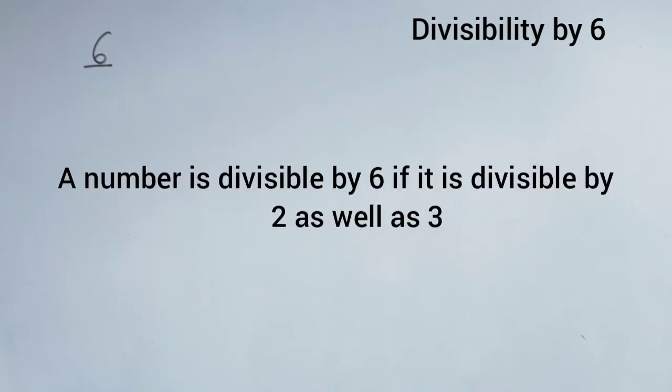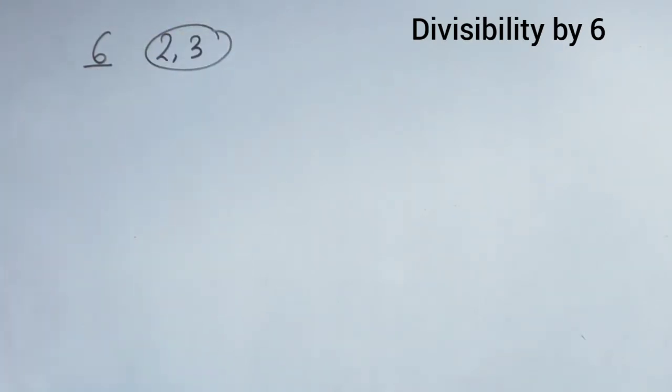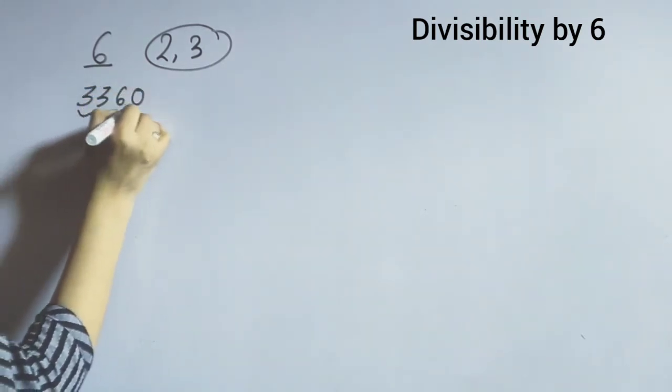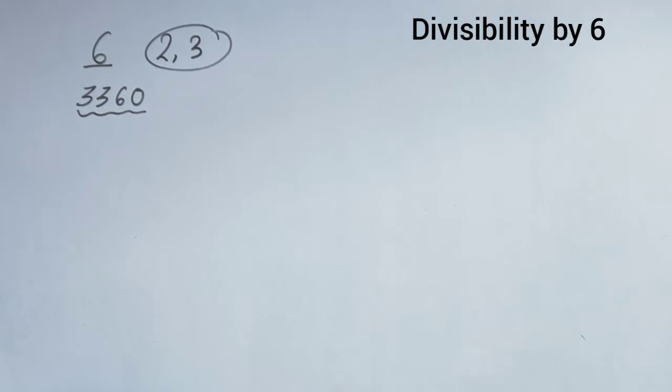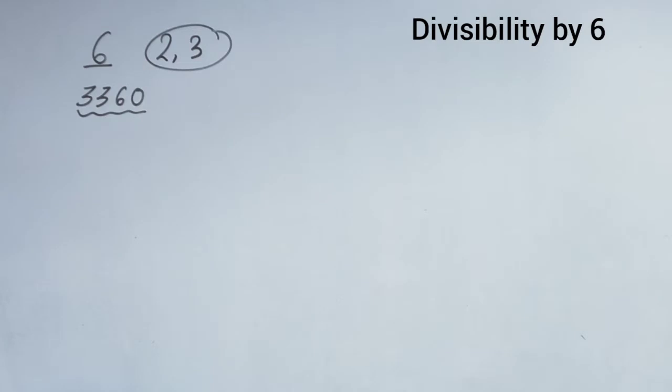Dear students, a number is divisible by 6 if it is divisible by 2 as well as 3. Suppose that you have a number 3360. You have to find out whether 3360 is divisible by 6 or not.